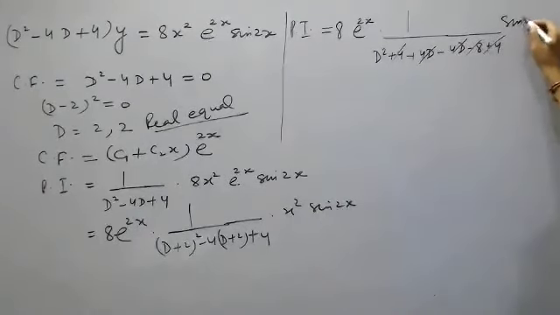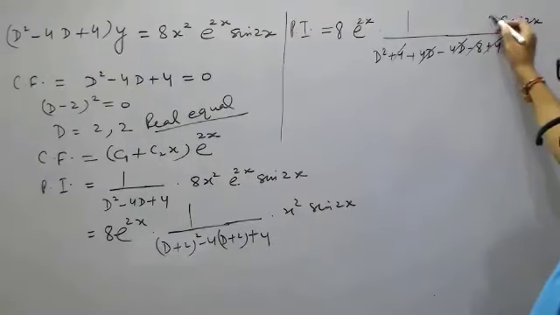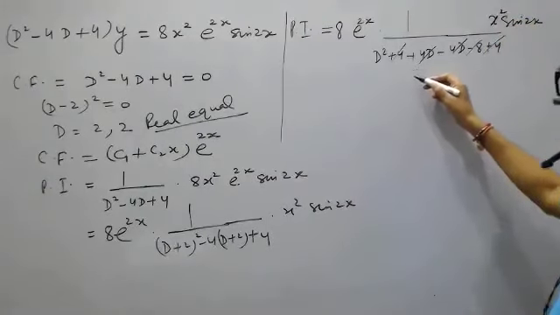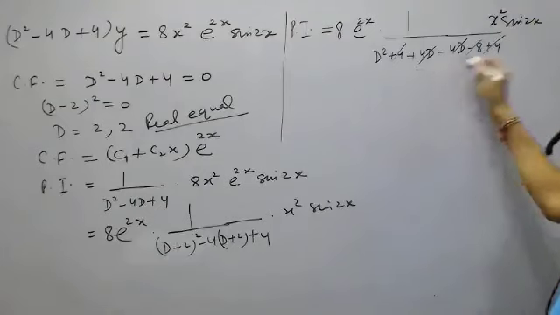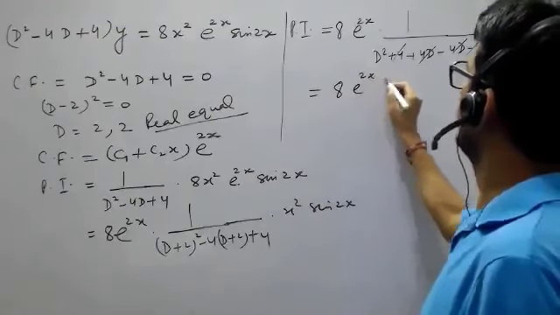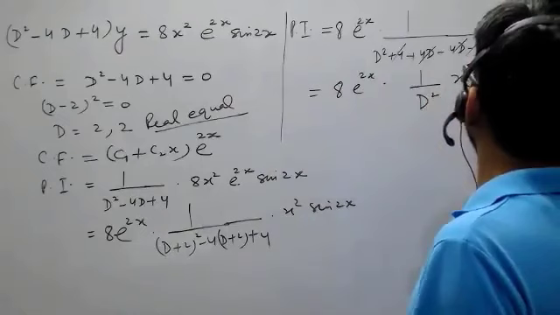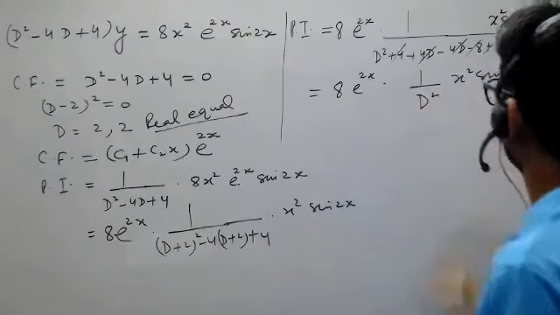So it will become sine of 2x here. Okay? X square. And x square is there. And this will remain. So it will become 8 e to the power 2x into 1 by d square, x square sine of 2x. Correct?